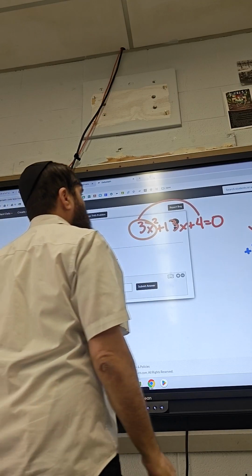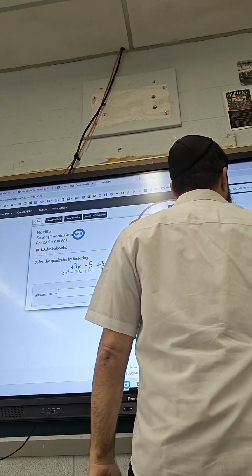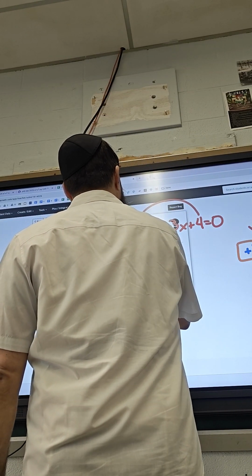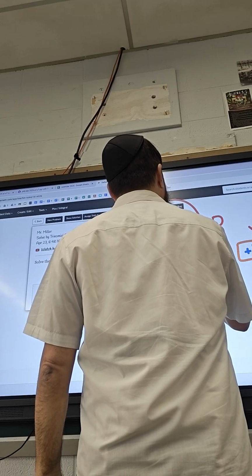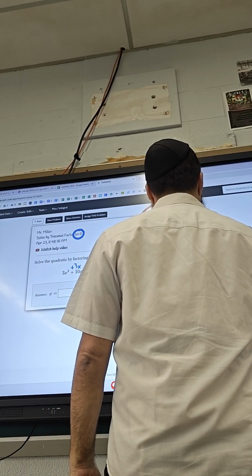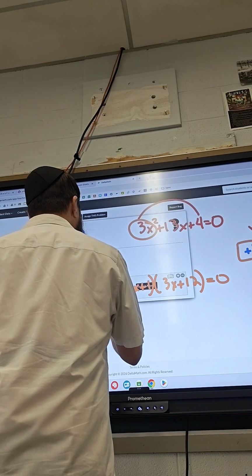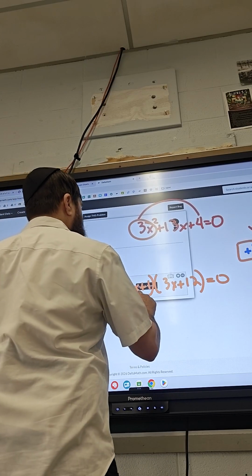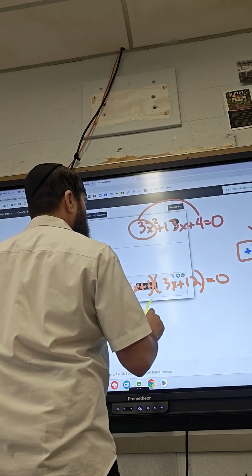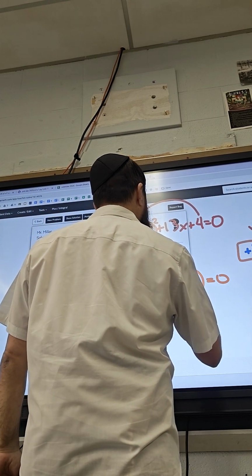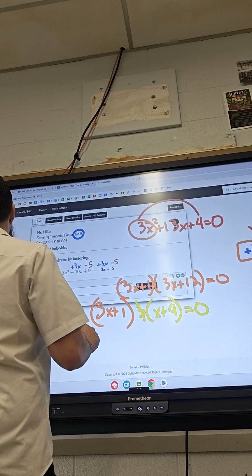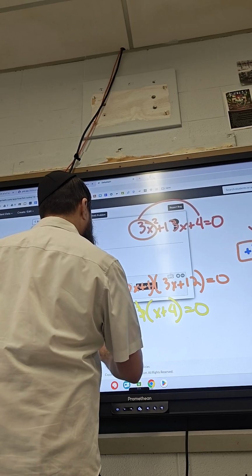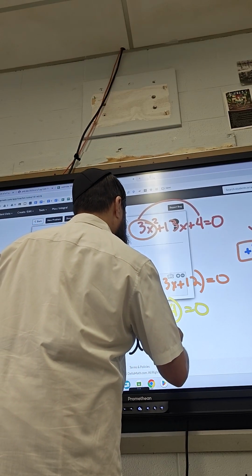All right. So we take this 3x and we put it in front of each of these, in front of this and in front of this. We go 3x plus 1, 3x plus 12 equals 0, but we've got to factor and kill. Nothing to factor on the first one, but the second one I can factor out a 3, and that leaves me x plus 4. So if we want to be really neat, we can go 3x plus 1 times x plus 4 equals 0.